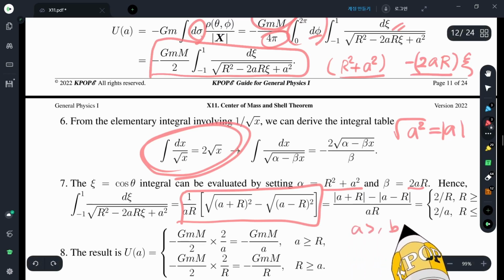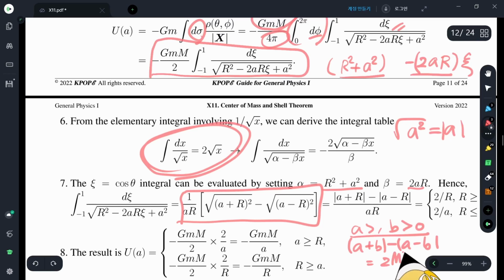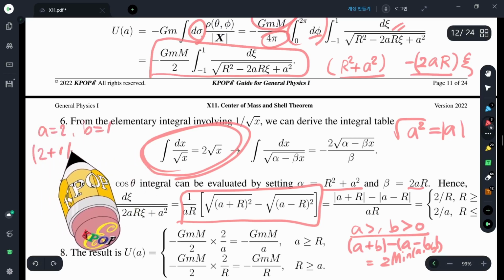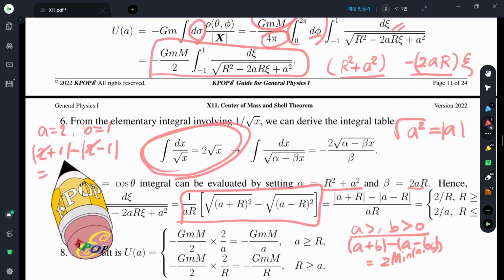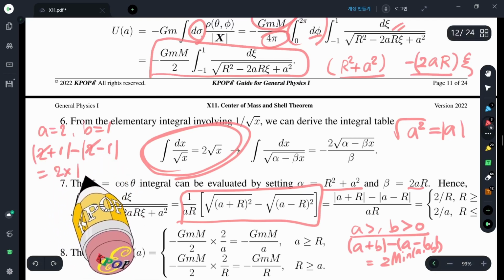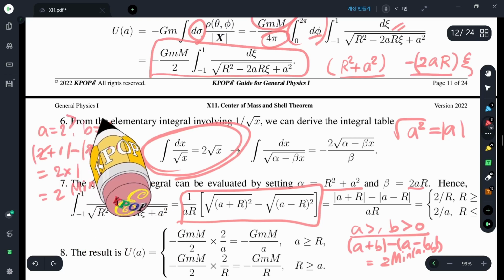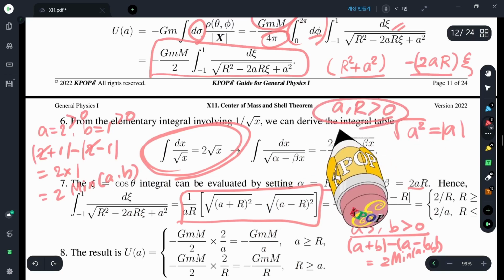For any a and b, |a plus b| minus |a minus b| is 2 times the minimum value of a and b. For example, a equals 2 and b equals 1: 2 plus 1 subtracted by 2 minus 1, that is 2. The bigger one cancels, and it is 2 times the smaller one. So it is 2 times the minimum value of a and b when both of them are positive. This is the case we have, a and r, both of them are positive real numbers.